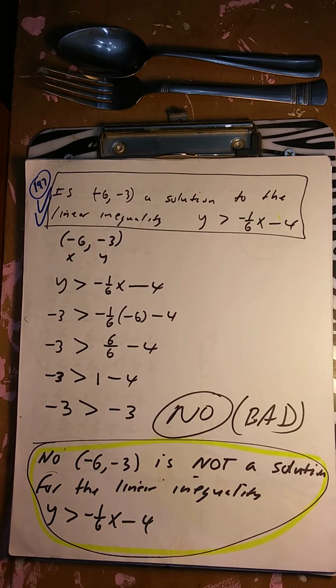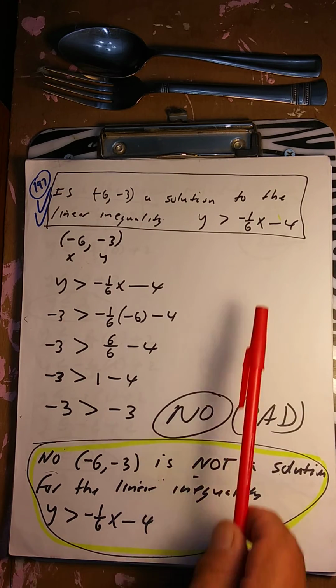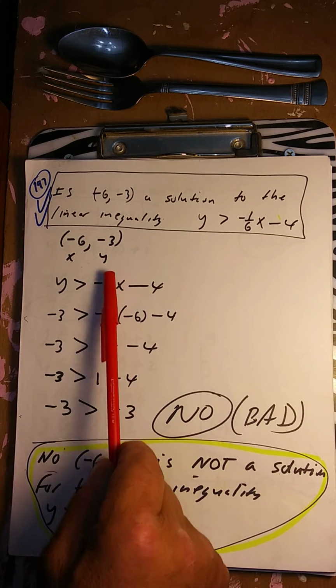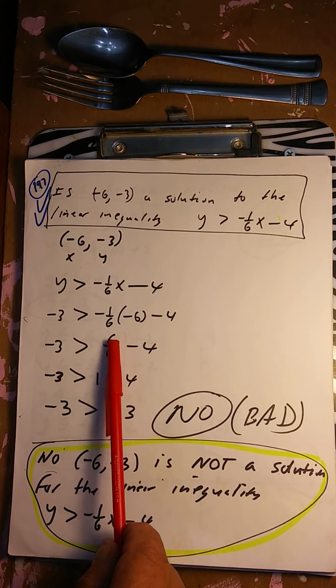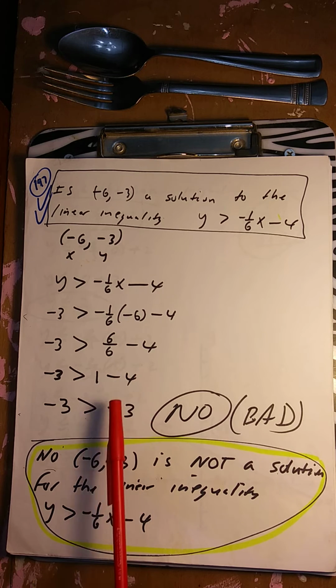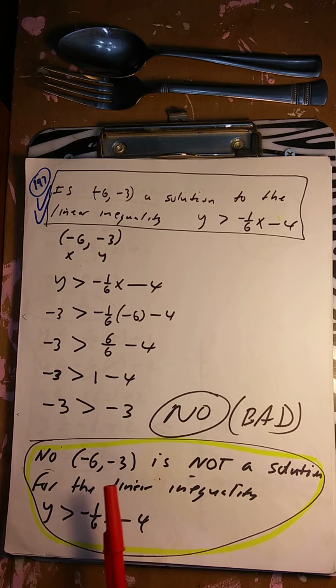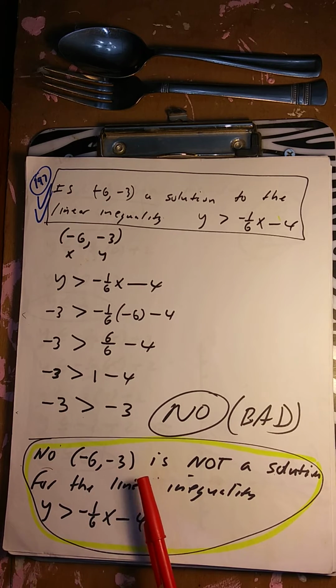Okay, what about this one? Is that a solution to the linear inequality? Just put the numbers in. Negative times negative is positive 6. 6 over 6 is 1. 1 minus 4 is negative 3. Is negative 3 greater than negative 3? No way. That's never going to happen. So no, negative 6 and negative 3 is not a solution to the linear inequality.